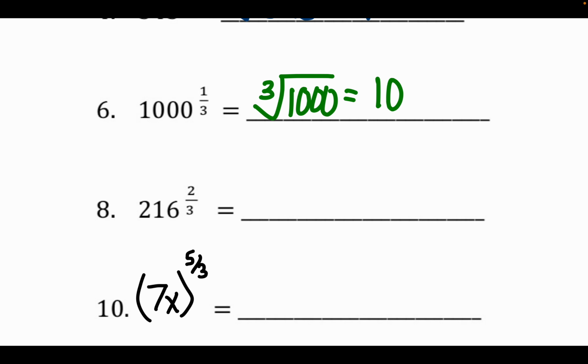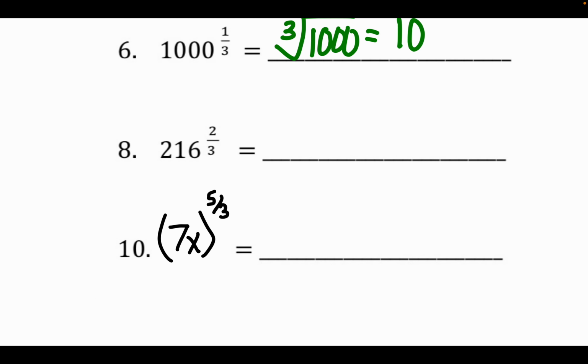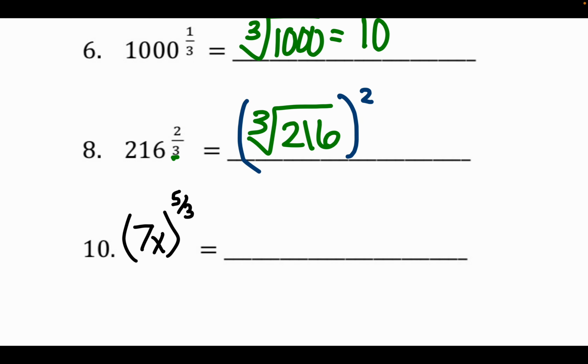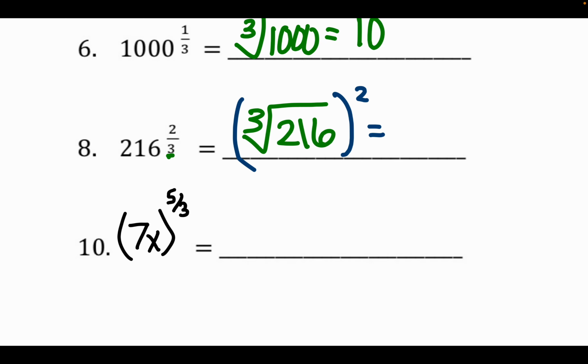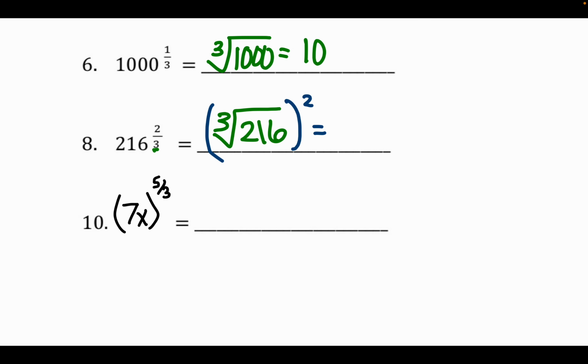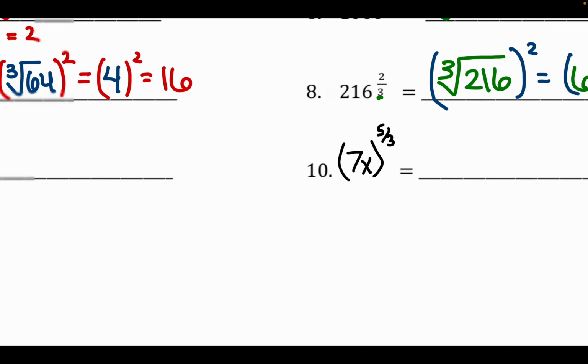Okay, number 8. So we have 216 to the 2/3 power. So 3 on the bottom, this is the cube root of 216, and all of this is squared. So if we take the cube root of 216, that is 6. So this is 6 squared. 6 squared is 36. So you're going to have to do these in 2-part steps.